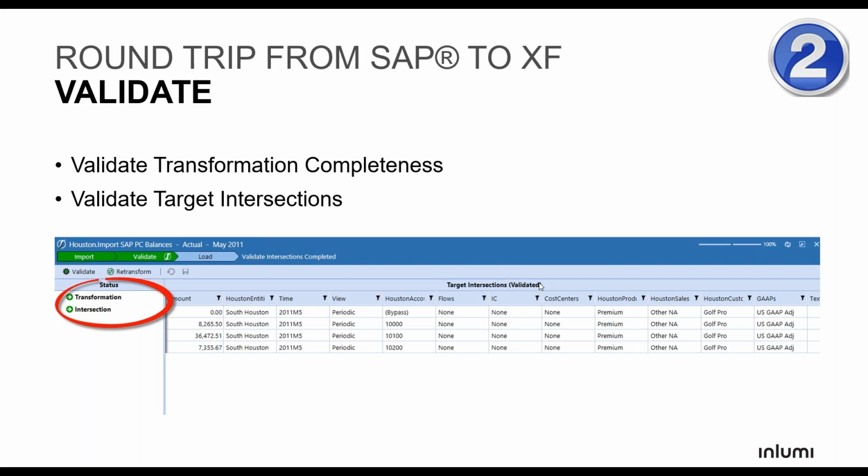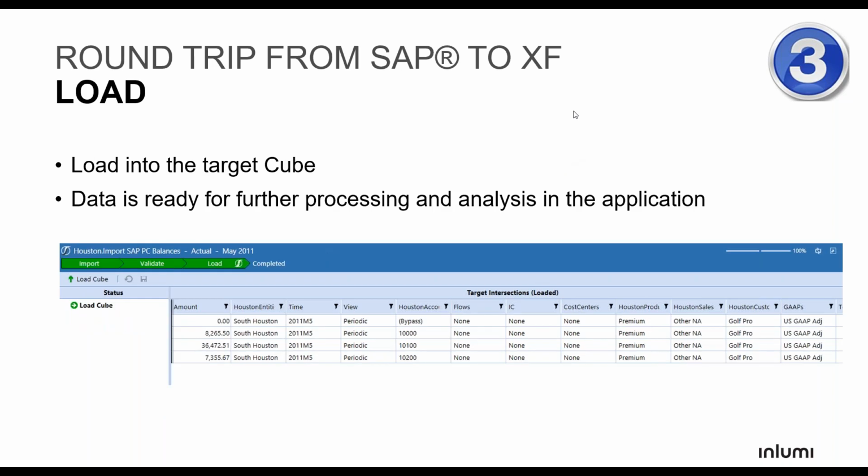Okay. So this happens in the validate step. Once my data has been validated, I perform the load. The load is going to load data into the cube, into my target cube. If I have a cube for consolidation, and this data is consolidating, then that will be my target cube.